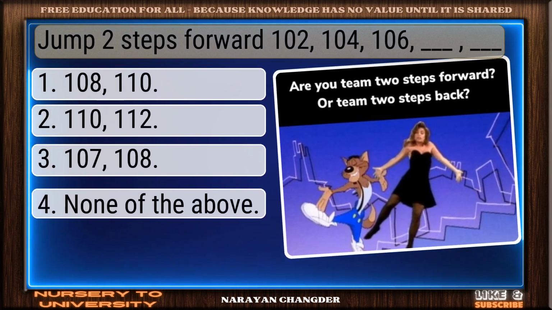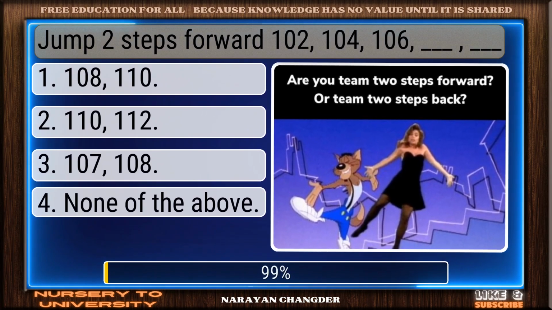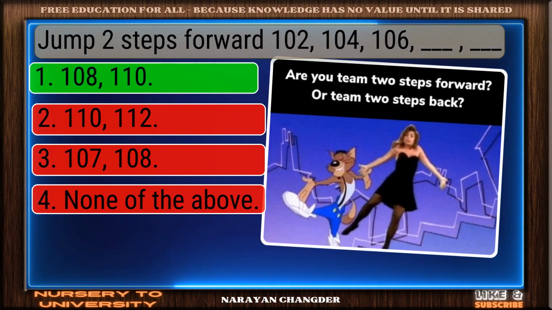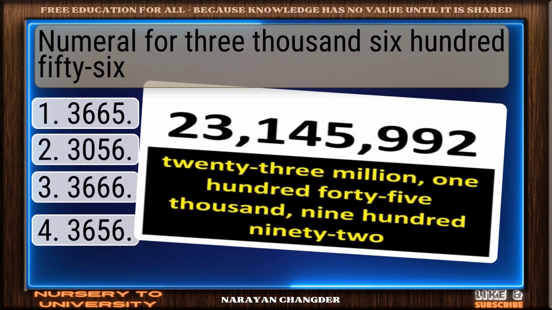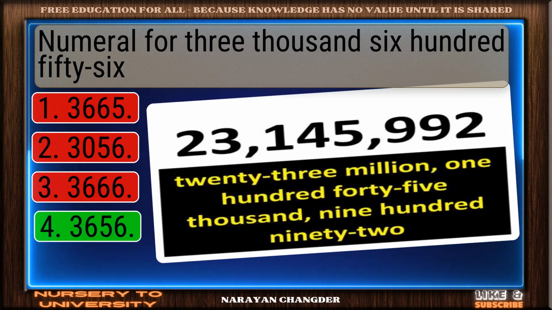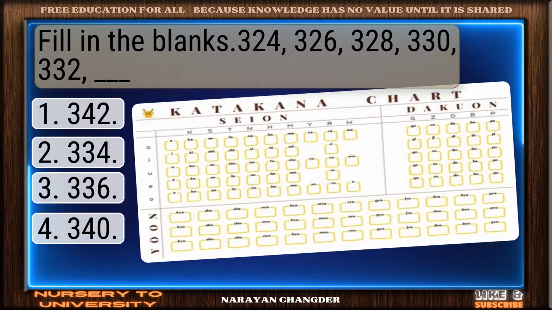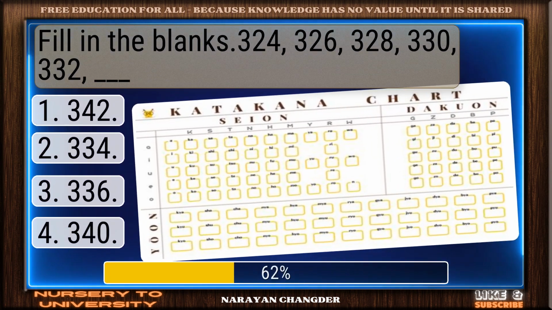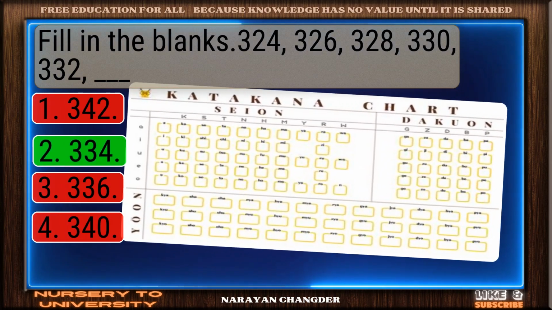Jump 2 steps forward: 102, 104, 106, dash. Well done. 108, 110 is the right choice. Numeral for 3656. Nicely done. 3656 is a solid answer. Jump 2 steps: 326, 328, 330, 332, dash. Excellent. 334 is a brilliant choice.